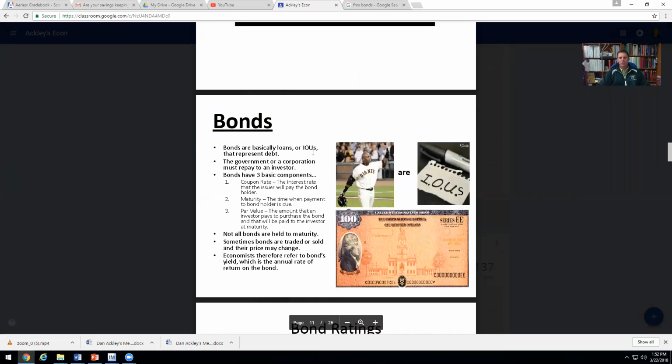Bonds are basically, as it says here, IOUs that represent debt. The government or corporations, businesses, must repay an investor. Bonds have 3 basic components. 1, the coupon rate, that's the interest rate that you're going to be paid. Maturity, that's the time when the payment for the bondholder, you or I, will come due. That's the maturity date. We'll see that on the website today. And then the par value, the amount that an investor pays to purchase the bond, which will be paid to the investor at maturity.